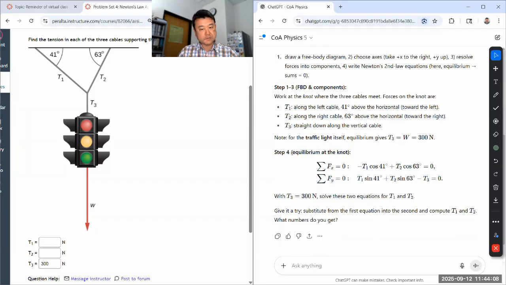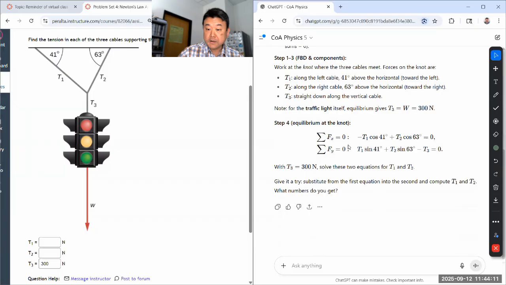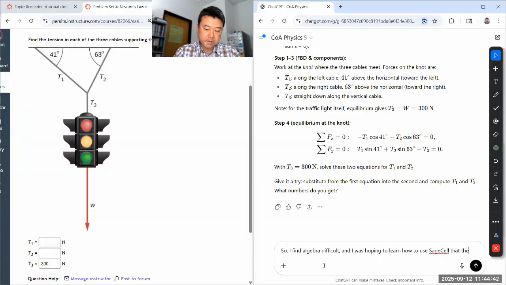Yeah. So let's say accept it as here. So here you solve for T1 and T2. So now you could, using substitution, try to solve this by hand. Totally fine. But let me imagine I'm a struggling student and maybe I remember there being some mention of Sage Math. So I find algebra difficult and I was hoping to learn how to use Sage cell that the professor mentioned. Can you help me with that?